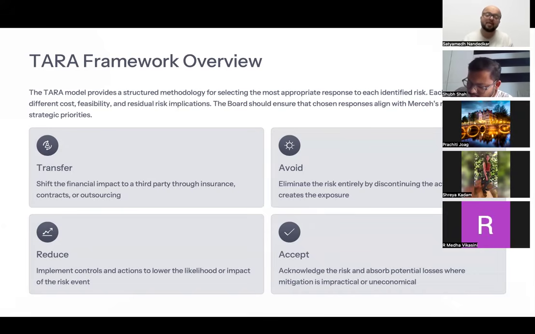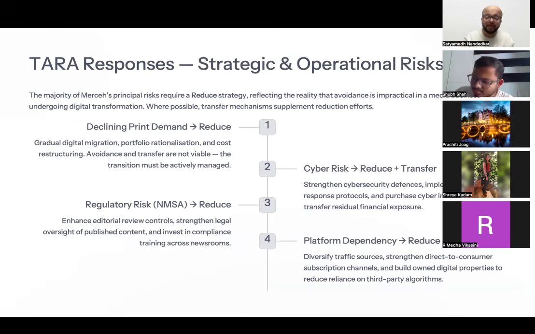Do nothing, just like you have accepted forex risk in your life, that it is going to happen, right? Now, declining print demand is a risk that you are facing. Reduce the dependence on print revenues, go for gradual digital migration. Portfolio rationalization means your dependence on the print revenue. You should slowly and surely try to control that.